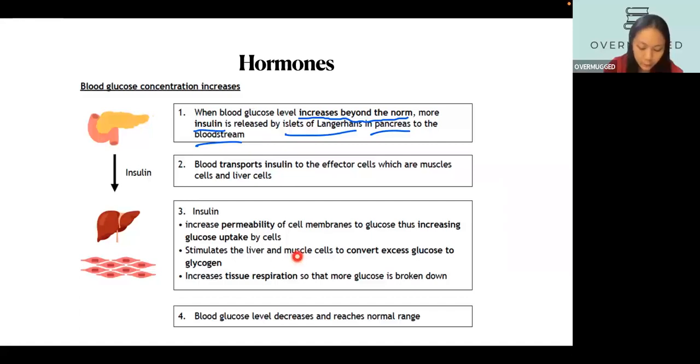And then it also stimulates the liver and muscle cells to convert excess glucose. This one is also another reminder. Excess glucose to glycogen. These are keywords that the marker will look out for. Not just convert glucose to glycogen, but excess glucose to glycogen. Yeah, so all this detail, right? Devil is in the details.